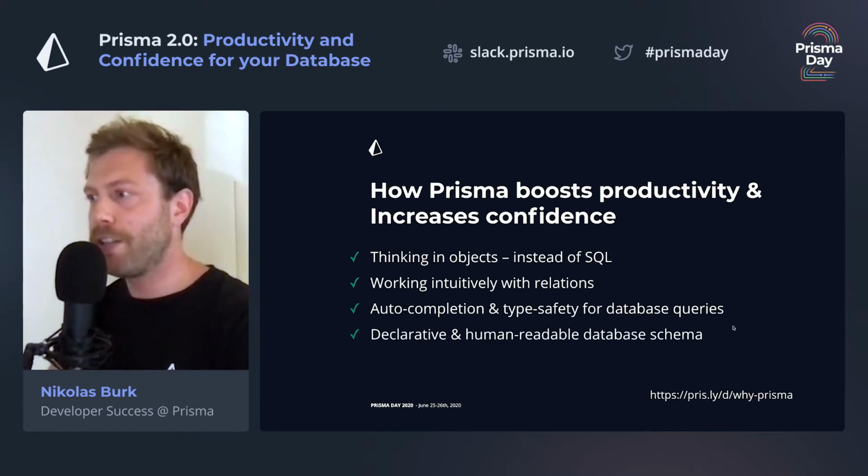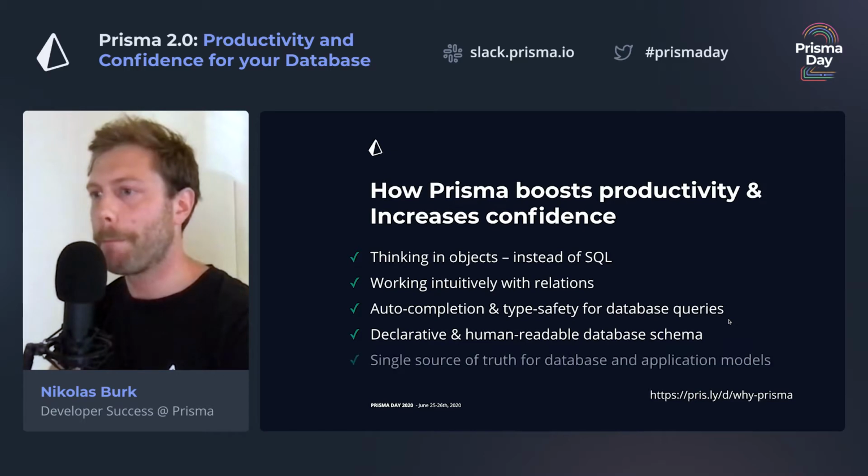Then there is a declarative and human-readable database schema, and that's a big benefit if you're used to reading SQL table definitions, which can feel very noisy at times. The Prisma schema that Prisma introduces is basically a declarative version of what your database schema actually looks like, and it's human-readable so that you can check it into version control and everybody understands what your data structures look like. And this Prisma schema is also the single source of truth for your database and application models. In traditional database tools, you often have the problem that you need to synchronize the changes between your database and your application models. With Prisma, that synchronization happens automatically by generating a database client from the Prisma schema.